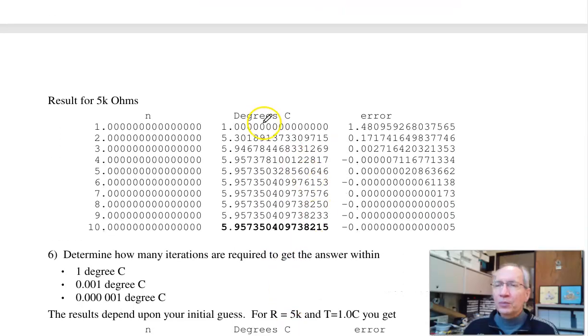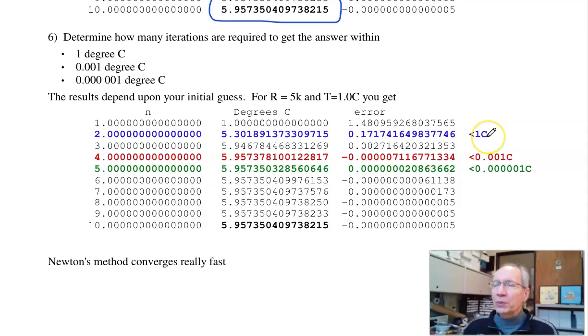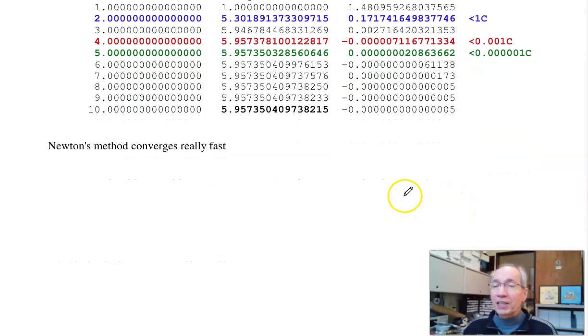Change it to 5 kilo ohms. There's my first guess, second, third, fourth, fifth. Very quickly converges to the answer of 5.9735 degrees Celsius. And you can see it quickly converges. It takes one iteration to get within 1 degree Celsius. 4 iterations, 0.001. 5 iterations, 0.000001. Very quickly the error is driven to 0. Newton's method converges really, really fast.